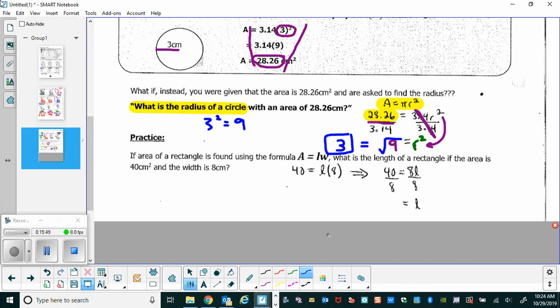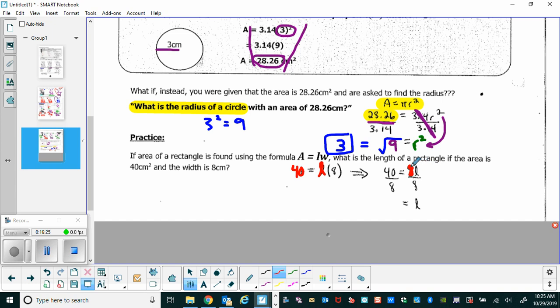All right? So if the area of a rectangle is found using area is length times width, we want to know what the length of the rectangle would be if the area is 40 and the width is 8. So notice we've been given the area, so I plug that in for the area. We know that the width is 8, and I've just got a cursive L here so it doesn't look like a 1. Now remember right here, L times 8 is the same thing as 8 times L, and we usually write a coefficient in front of the variable. So that's why I just switched them around, and I have the commutative property that says I can do that.